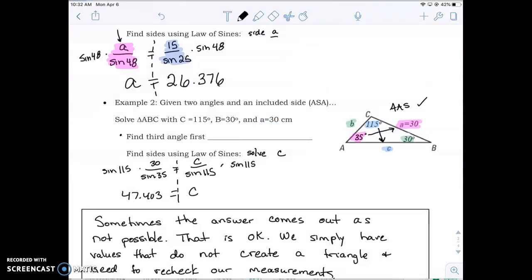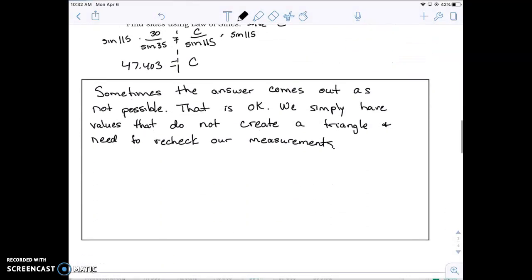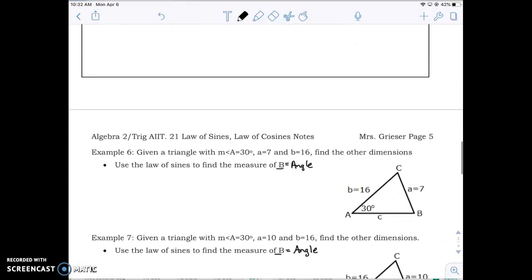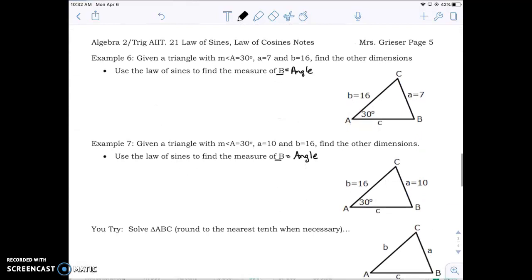Cool. It's plug and chug. Plug your numbers in, plug it in the calculator, you're good to go. Sometimes your answer comes out as not possible. That's okay. We simply have values that do not create a triangle, and we just need to recheck our measurements. So if you were doing this in real life and you got a does not exist, you need to go back and check your measurements. Let's look at a different scenario where we have a side and an angle.